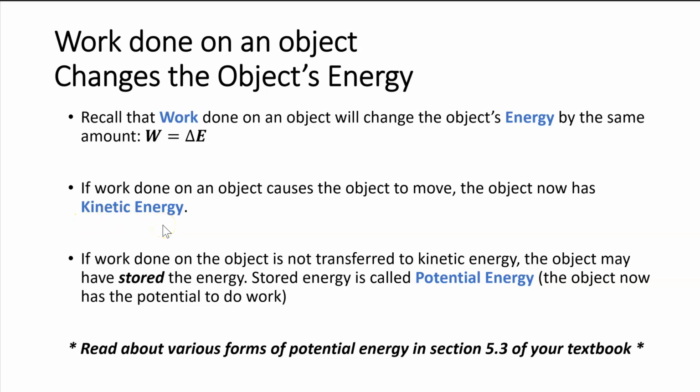moving energy. But if the work done on the object is not causing the object to move, the object may have stored that energy. And that stored energy is called potential energy. The object isn't moving or doing any work, but it now has the potential to do so. Now there's various forms of potential energy and different kinds of energy described to you in section 5.3 of your textbook, so I would encourage you to read about that.